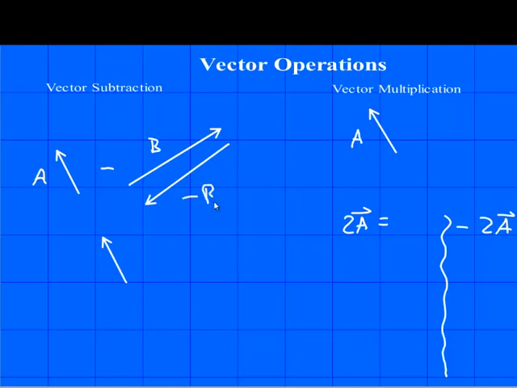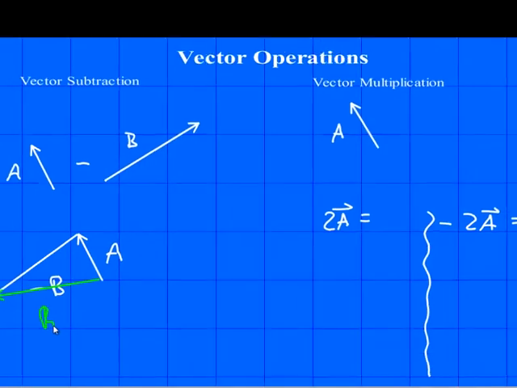So that's negative b, and I'm just going to take negative b and move it to the end of a, like that. So that right there would be a plus negative b, which is the same as a minus b, and I would have this as my resultant. My resultant would be that way. So that's how you subtract vectors. You just add their negatives.